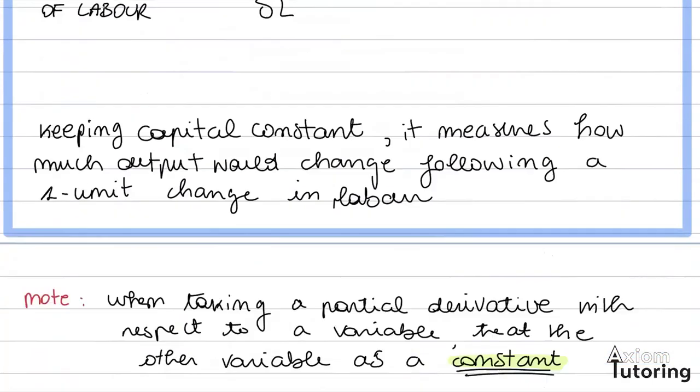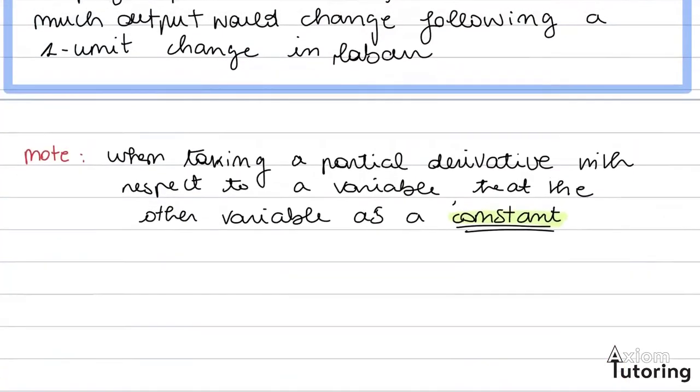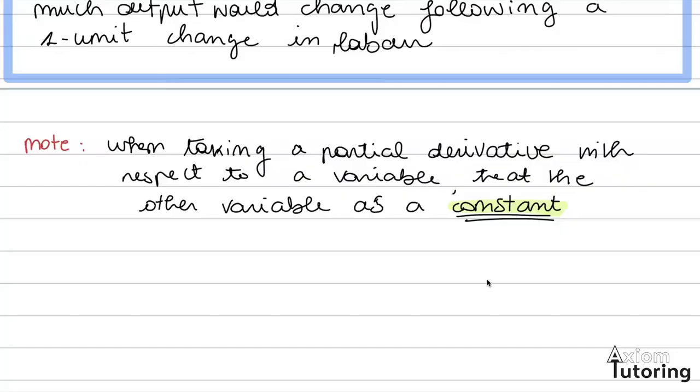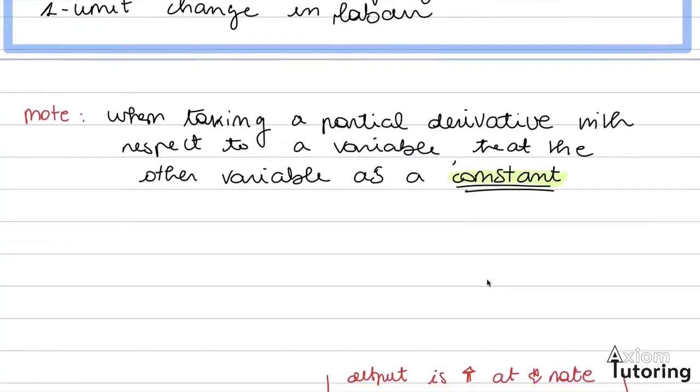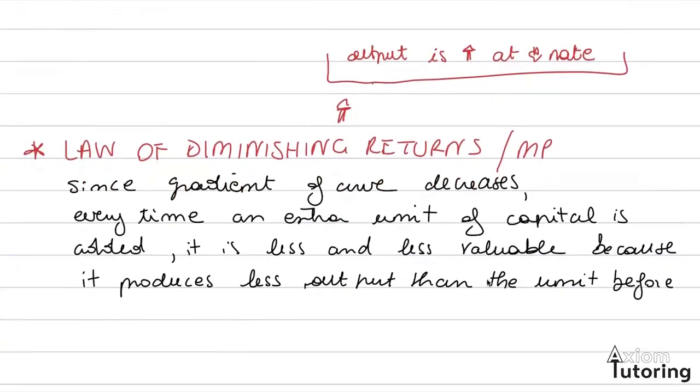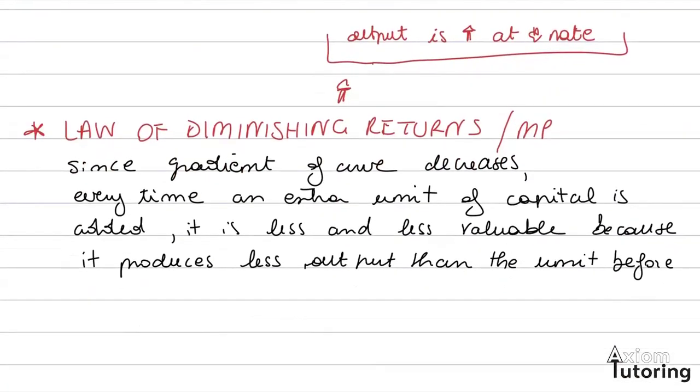So one tiny note for you is to remember that when we take a partial derivative with respect to a variable, we have to treat the other variable as a constant, of course, because otherwise we would not be identifying, as we've extensively said, the true effect of our increase in the factor that we are analyzing. To continue with, let's summarize the little law that we've said and give it a name.